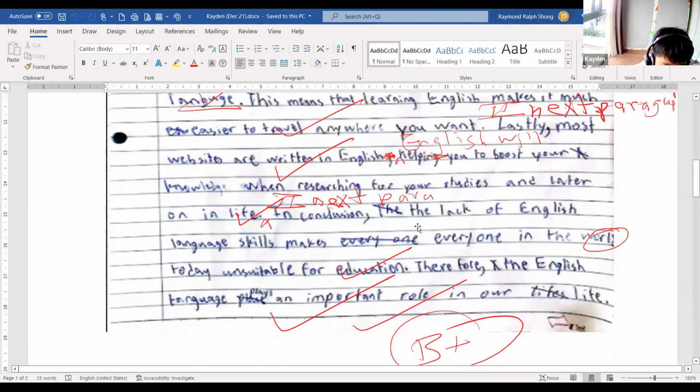In conclusion, the lack of English language skills makes everyone in the world today unsuitable for education. Therefore, the English language plays an important role in our life.